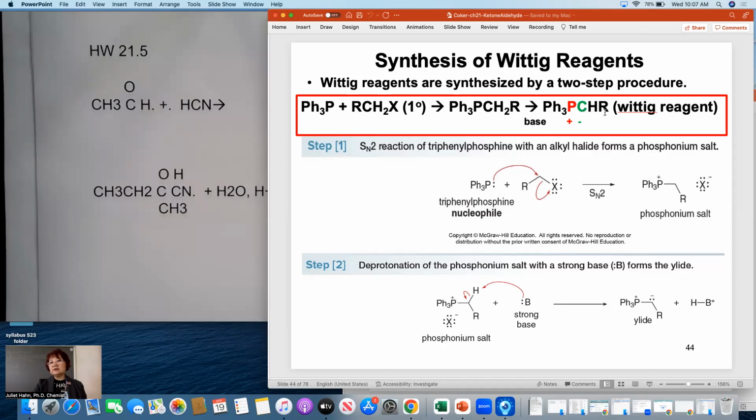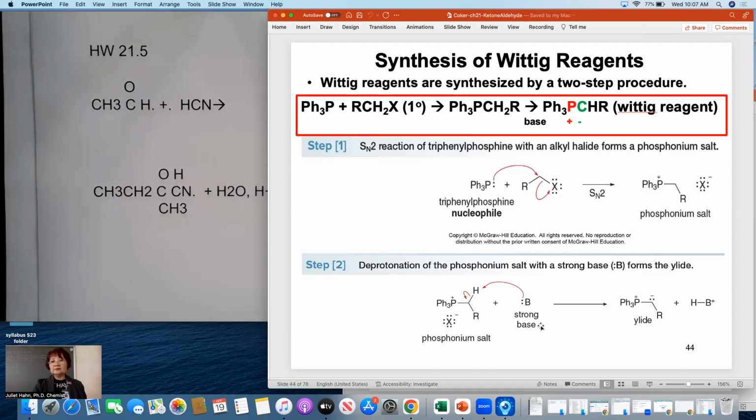And this CHR, this is what ends up attached in place of the oxygen. So this carbon is what goes in place of the oxygen of a ketone or aldehyde. And because this goes by an SN2 reaction mechanism, you really do need to have a primary alkyl halide as opposed to a secondary alkyl halide or tertiary alkyl halide or other stuff.